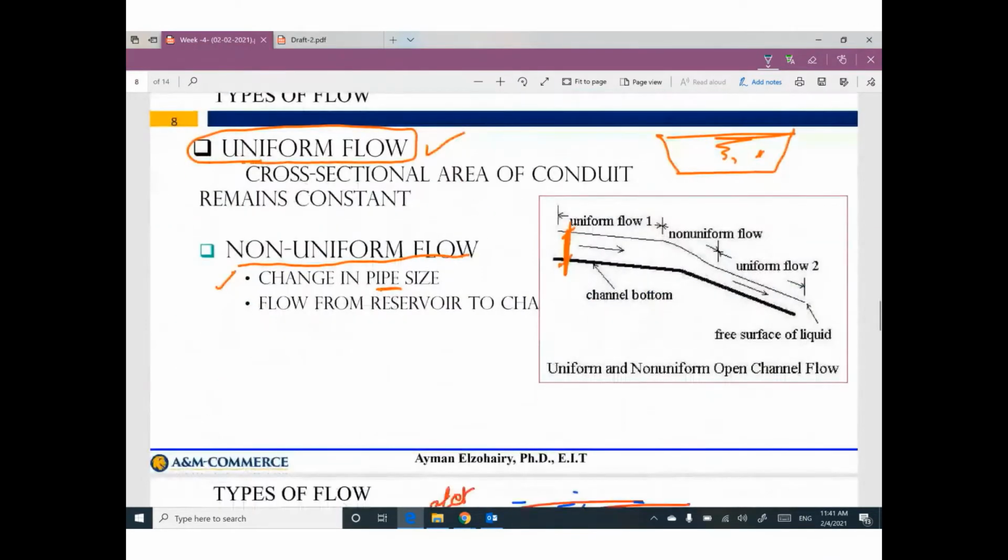And we have also other types of flow based on the cross section. If the cross-section area is constant, that means you have uniform flow. If the cross section is not constant, that means we have non-uniform flow.